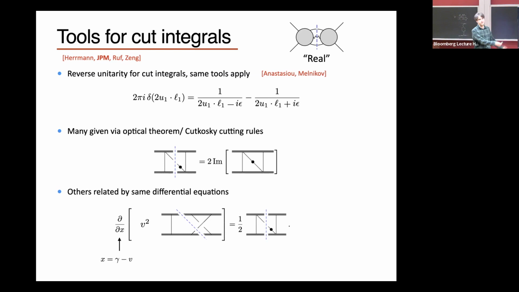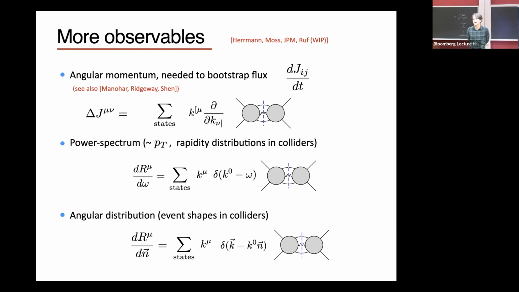We can do more things. We can calculate the radiated angular momentum, to extract the flux. This is work in progress, but there was already a paper that used similar methods. We can compute the power spectrum of the waves emitted, the angular distribution, things like that, which have direct analogs in colliders, like event shapes and rapidity distributions. So we don't need to think too hard. We just need to look at the analogous calculation in collider physics, and then we can learn what to do.